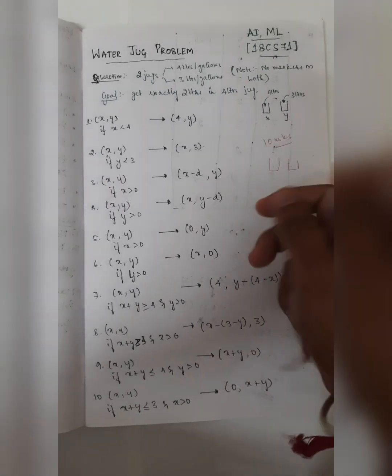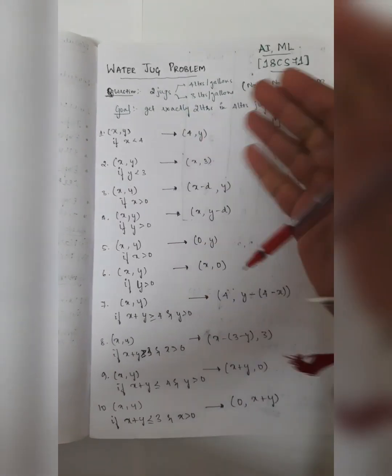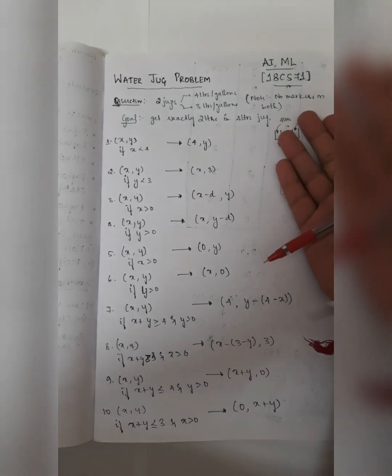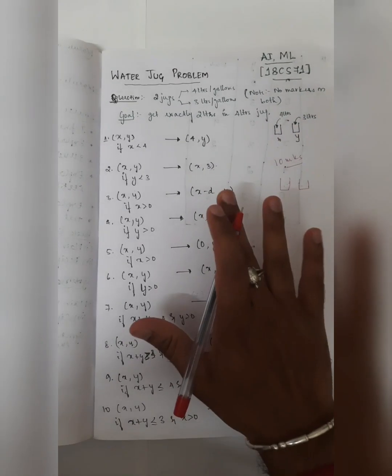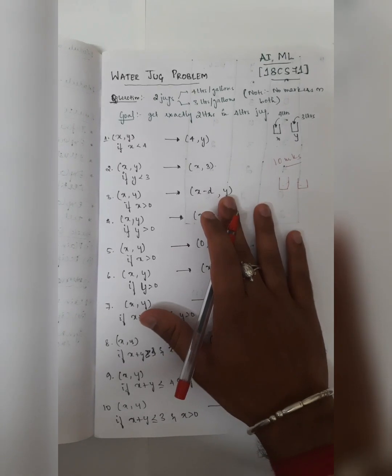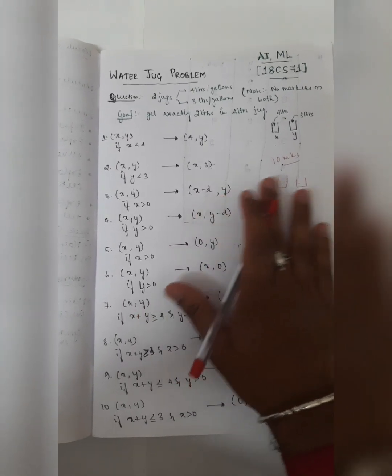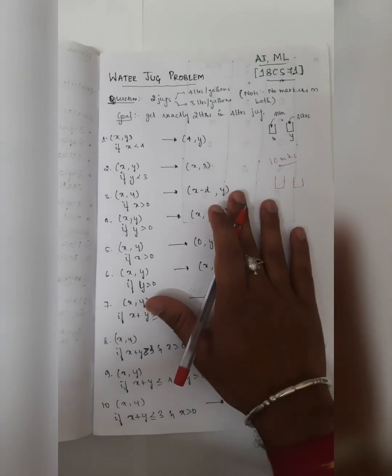Hi, today we'll be learning about the water jug problem in your AIML, that is with the code of 18CS71. Basically, this is a very important problem which they'll be asking for around 10 marks in all the papers. Majority they have asked.